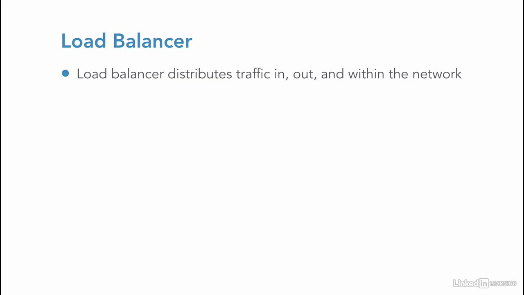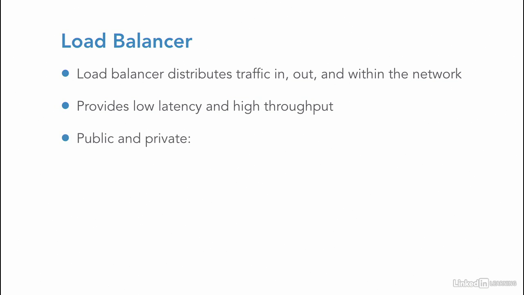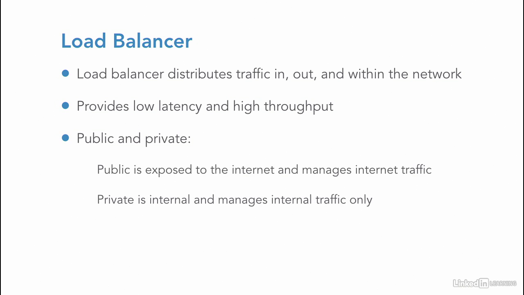The Load Balancer will distribute traffic in, out, and within the network. It provides low latency and high throughput, meaning it's fast. And there are two types of load balancers that you can implement within Azure. There's the public and private load balancers. The public load balancer is exposed to the internet and manages internet traffic, whereas the private load balancer is internal and will manage the internal traffic only.